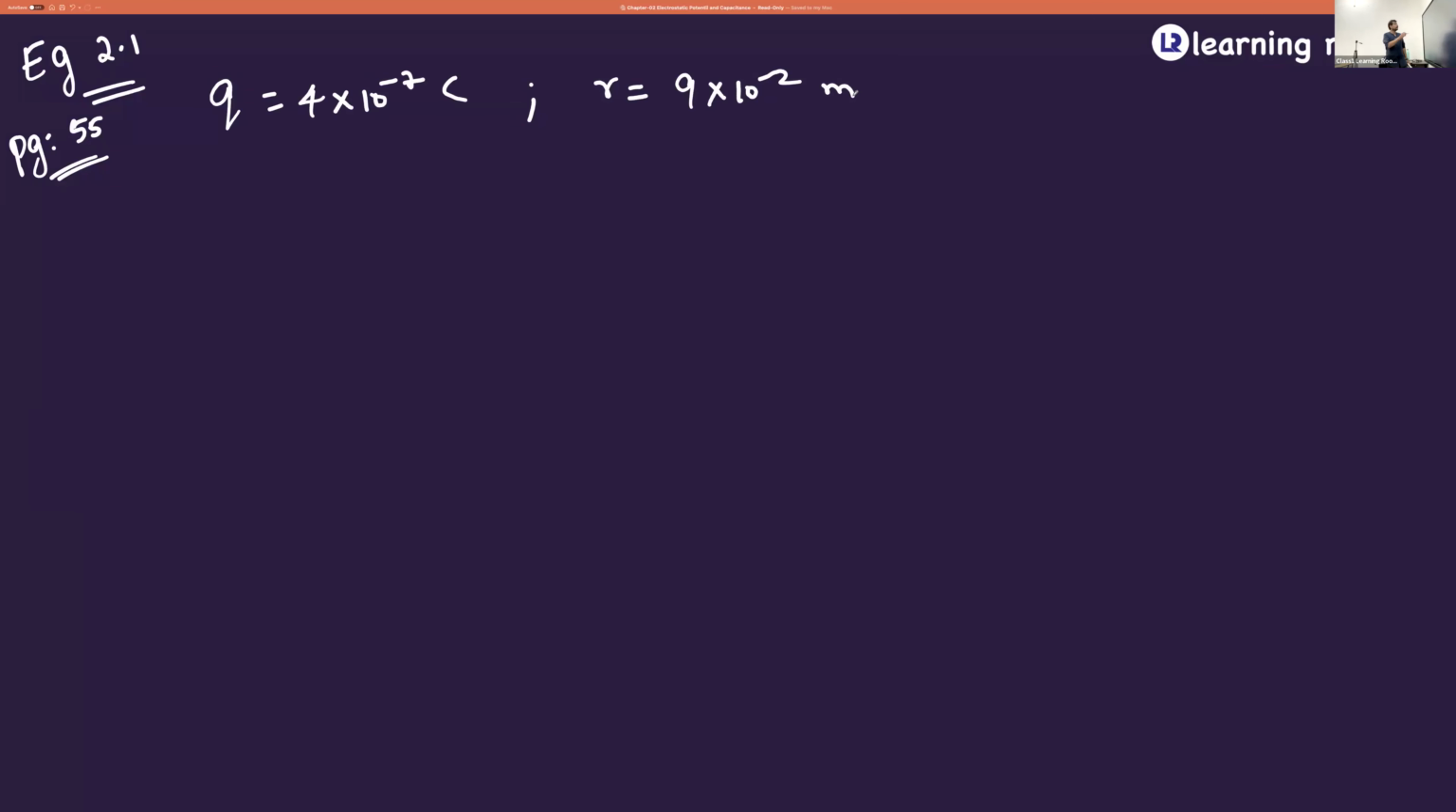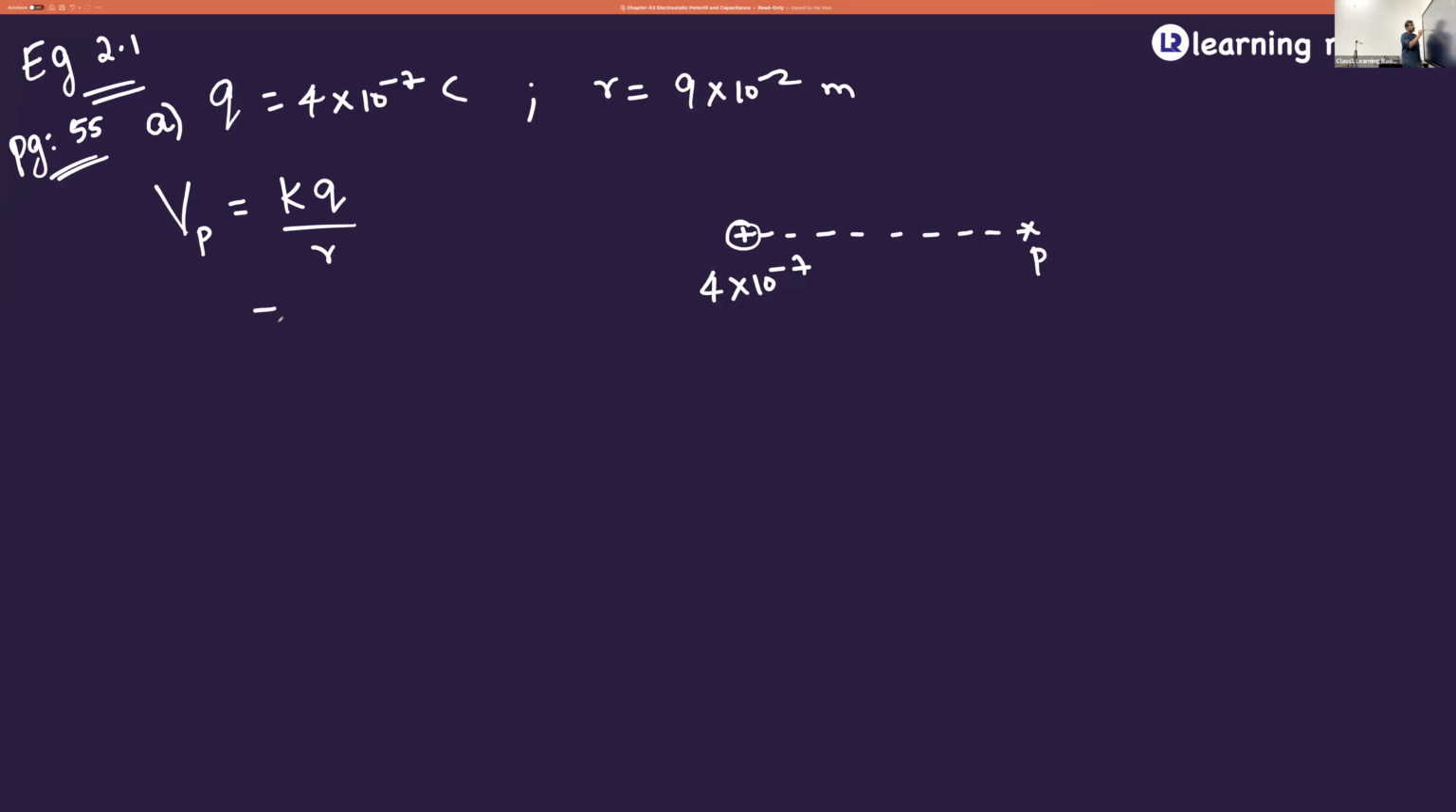So first let's do this part. This is part A. It's very simple. What do you have? You have a point charge, right? What is the value of it? 4 into 10 power minus 7. Due to this point charge, at point P, we need to calculate the electrostatic potential. So what is going to be the electrostatic potential at point P? It is going to be KQ divided by R. So K is 9 into 10 power 9, into Q, which is 4 into 10 power minus 7, the whole divided by R, which is 9 into 10 power minus 2.